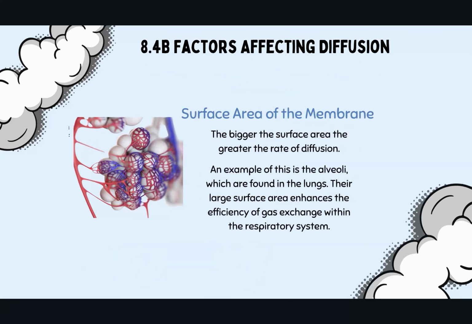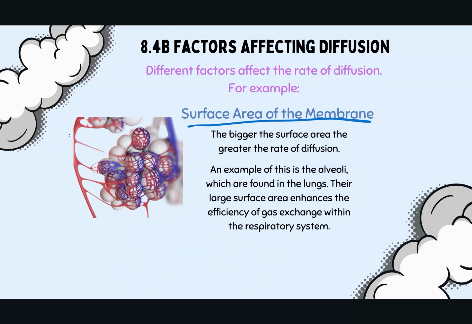Okay, another factor affecting the rate of reaction is surface area. So the bigger the surface area, the greater the rate of diffusion. An example of this is the alveoli, which are found in the lungs. Their large surface area enhances the efficiency of gas exchange within the respiratory system.